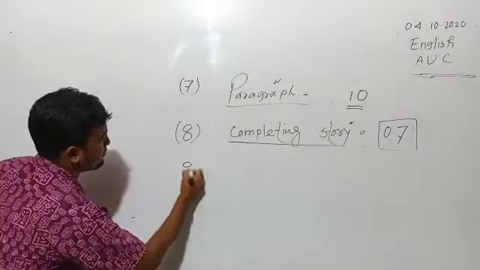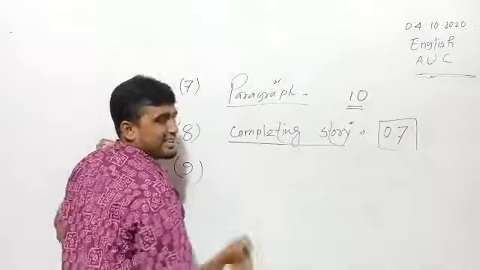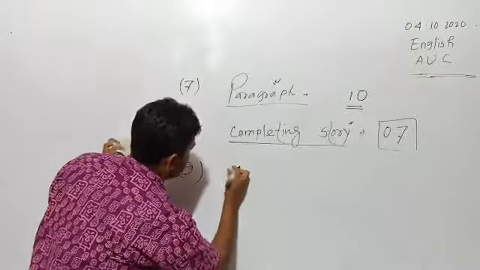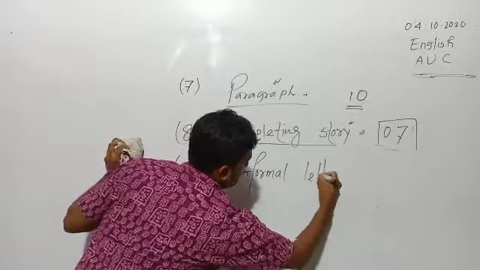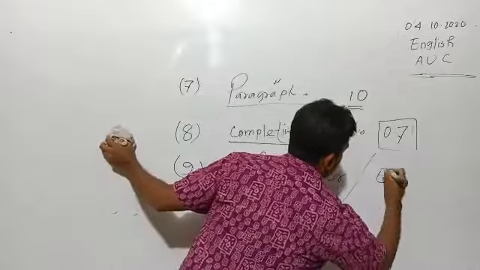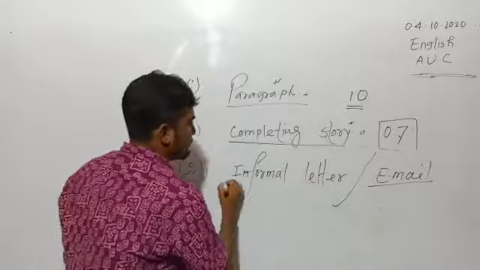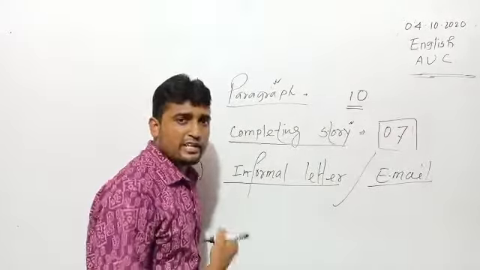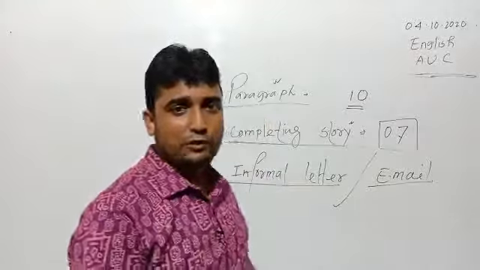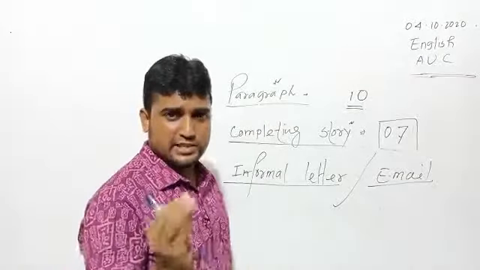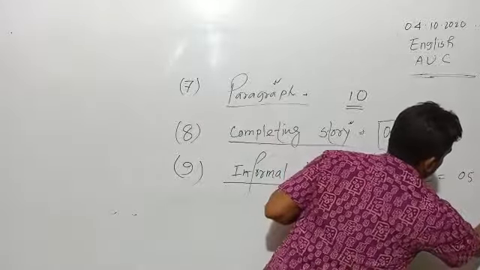Number 9. On this topic, you will be given here another topic named informal letter or email. Electronic mail, email. Informal letter or email. And beloved student, guess it, how many marks may be given on this topic? 10, 8, 7, 6, 5. Which is correct? Only 5 marks.